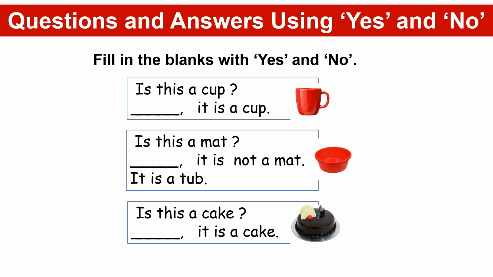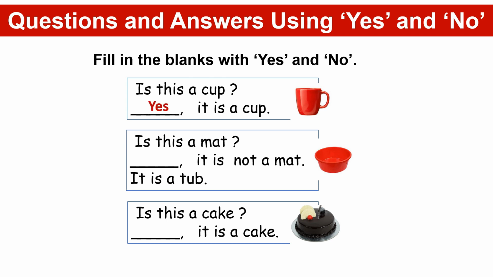Now we'll do an activity. Fill in the blanks with yes and no. Here the pictures are a cup, a top, a cake. The first question is, is this a cup? Yes, it is a cup. Here we can see the picture of a cup. Yes, it is a cup.